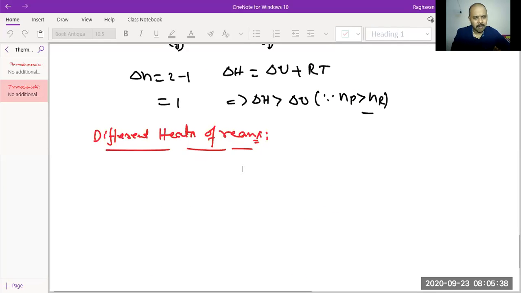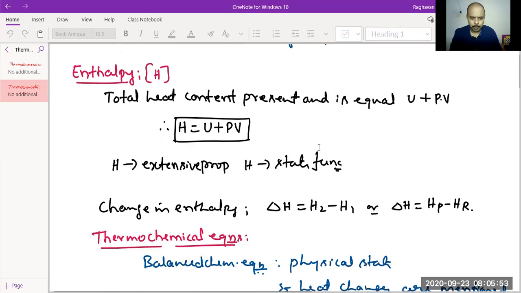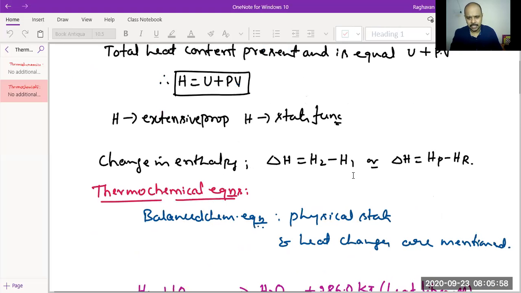Oh, one second. Then we had thermochemistry. Thermochemistry is particularly a branch of thermodynamics which deals with heat predictions and heat changes during a process. Enthalpy is the heat content, which is equal to U plus PV. Okay. So enthalpy change can be calculated as H2 minus H1 or HP minus HR.